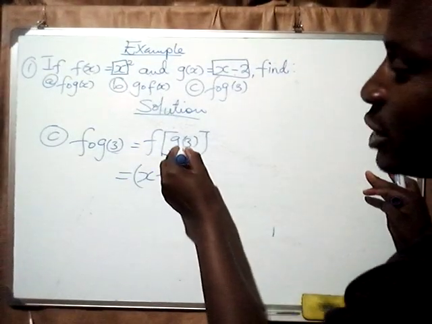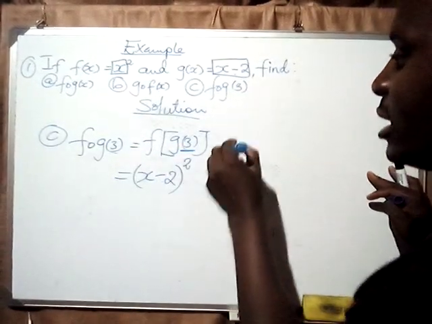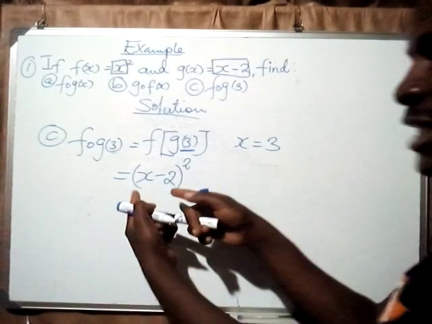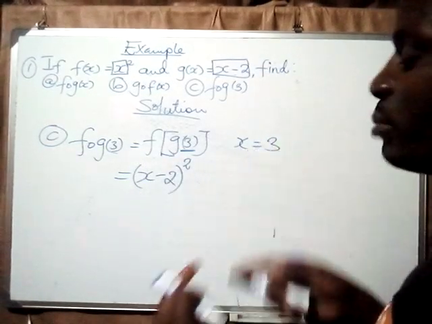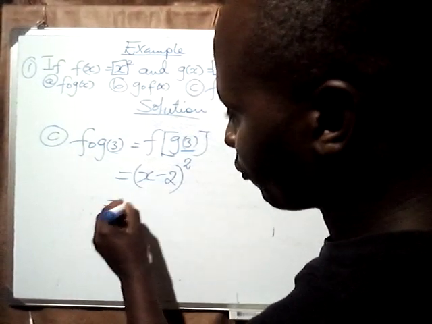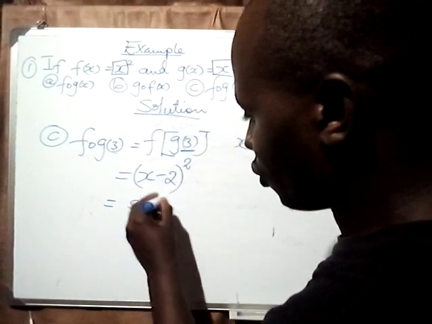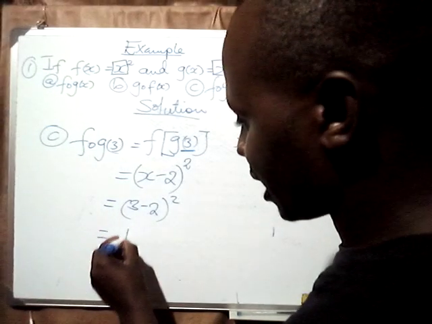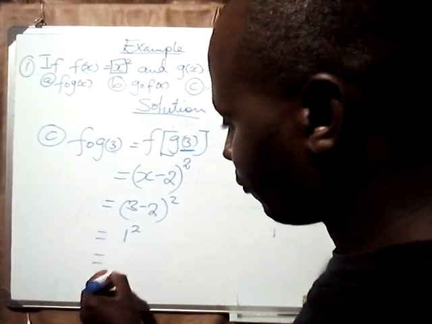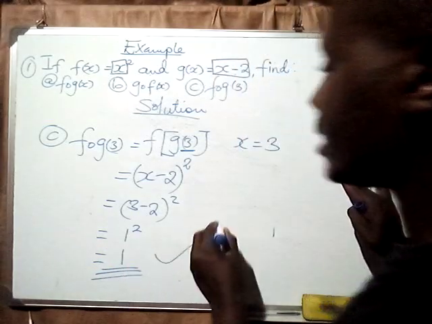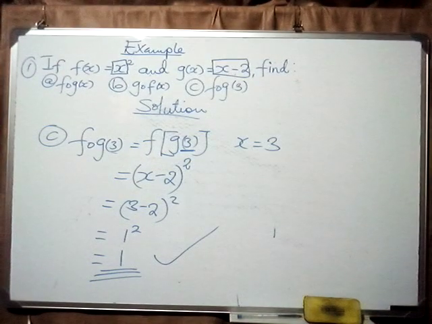Now, we have g of 3. This means that the value of x will be 3. So where there is x in this function, we are going to replace it with 3. So we are going to have 3 minus 2, then squared. 3 minus 2, the answer is 1. And therefore, the value of 1 squared is 1. So this is the answer for question number C.